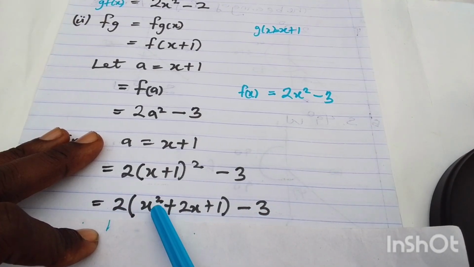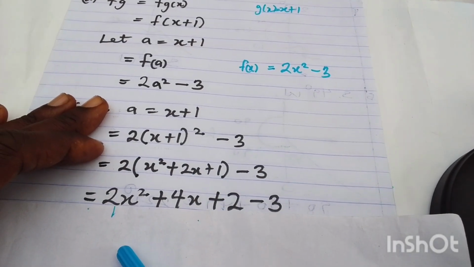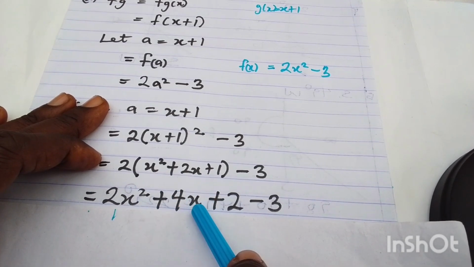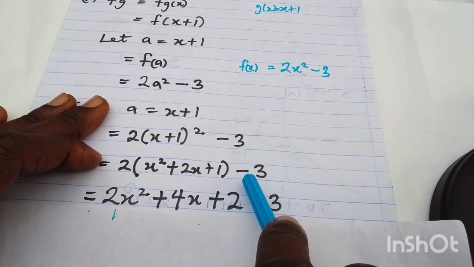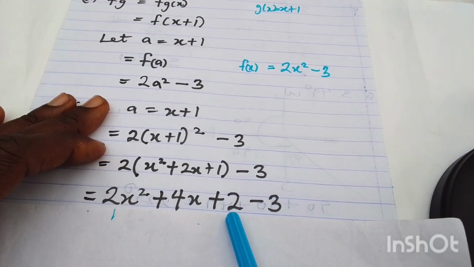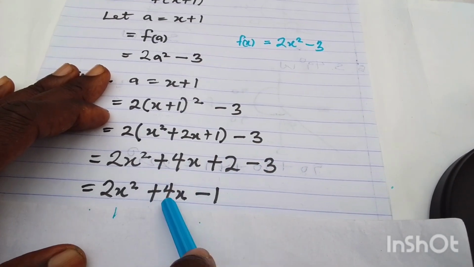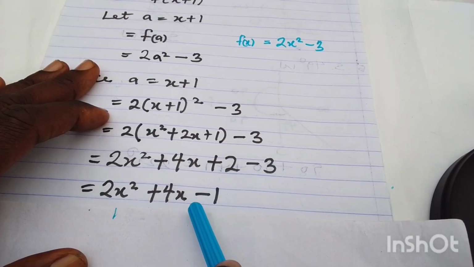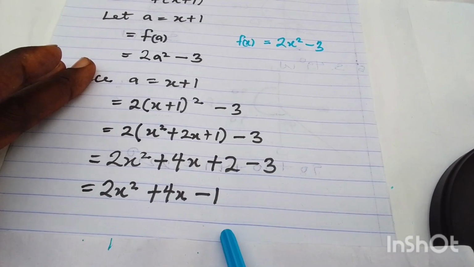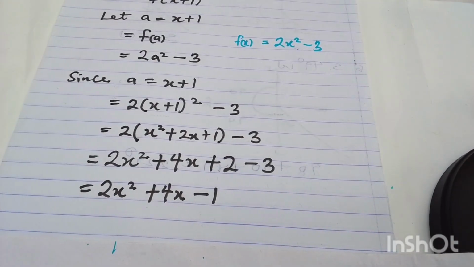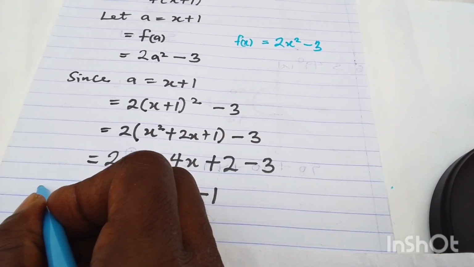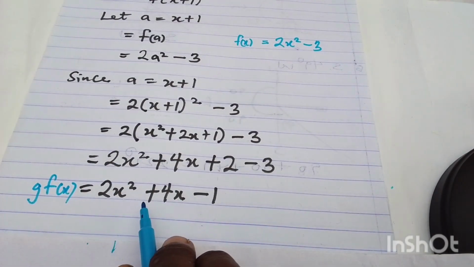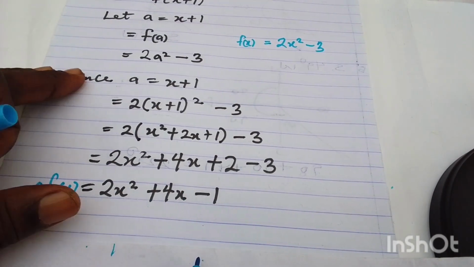So you use this 2 to multiply everything inside the bracket. You have 2 times x squared is 2x squared. 2 times 2x is 4x. 2 times 1 is 2, then minus 3. So you can simplify. You are now having 2x squared plus 4x. 2 minus 3 is what? Minus 1. So that means the composite mapping fg of x is now 2x squared plus 4x minus 1.